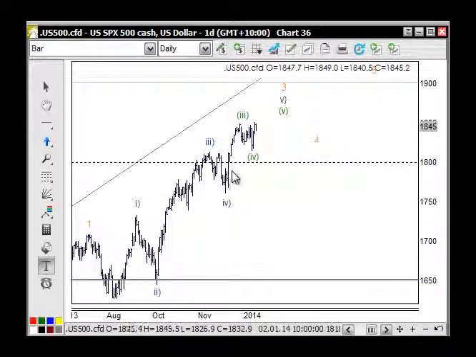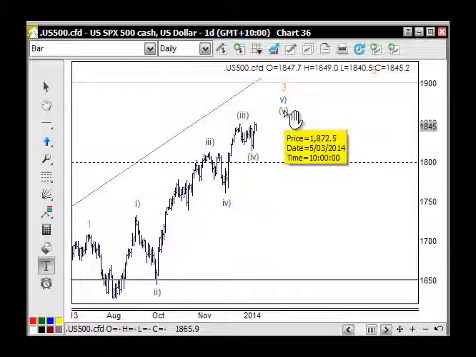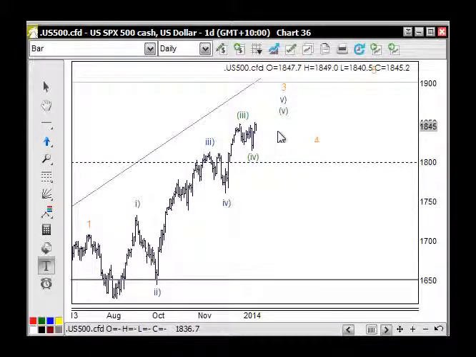Now from 4 to 5 in blue, we're looking for 5 waves. We've got 1 and 2 in here, not labelled, but 3 and 4 here in green and 5 in green. So we're in wave 5 here of the green one, and we're looking for 5 waves in here. Currently we have wave 1 up and we're coming back for wave 2.